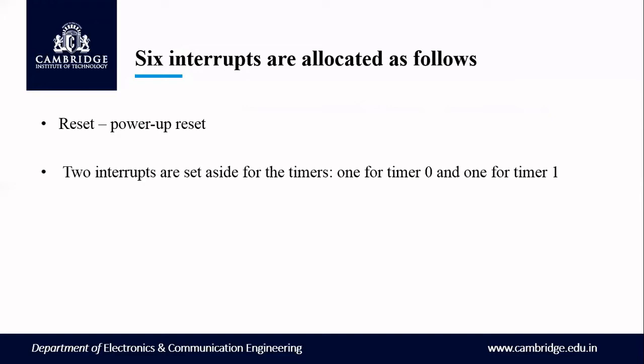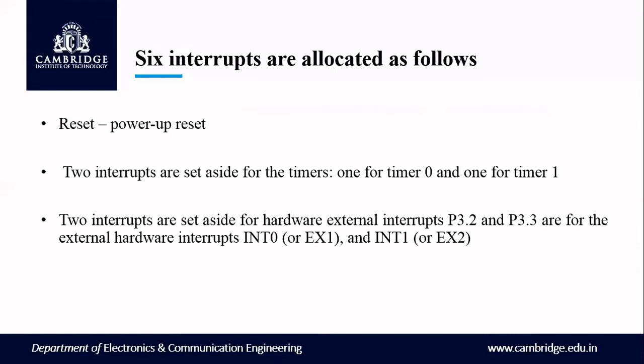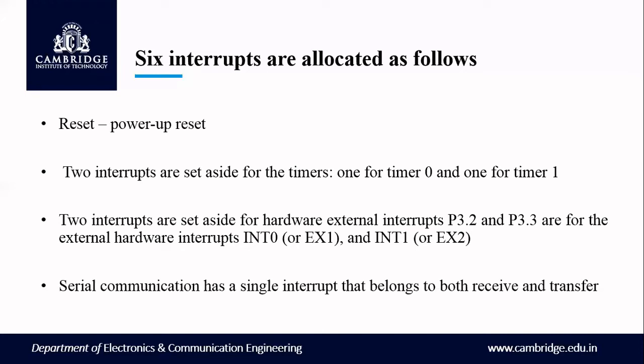So 2 interrupts are set aside for the timers, one for timer 0 and one for timer 1. Then 2 interrupts are set aside for the hardware external interrupts, that is port 3.2 and port 3.3, which we call INT0 and INT1, pins number 12 and 13 of your 8051 IC pinout. So you need to remember these things. If you exclude reset: 2 for the timers, 2 for the external interrupts, and 1 for serial communication. That single interrupt belongs to both receive and transmit. So knowing these interrupts is very important.